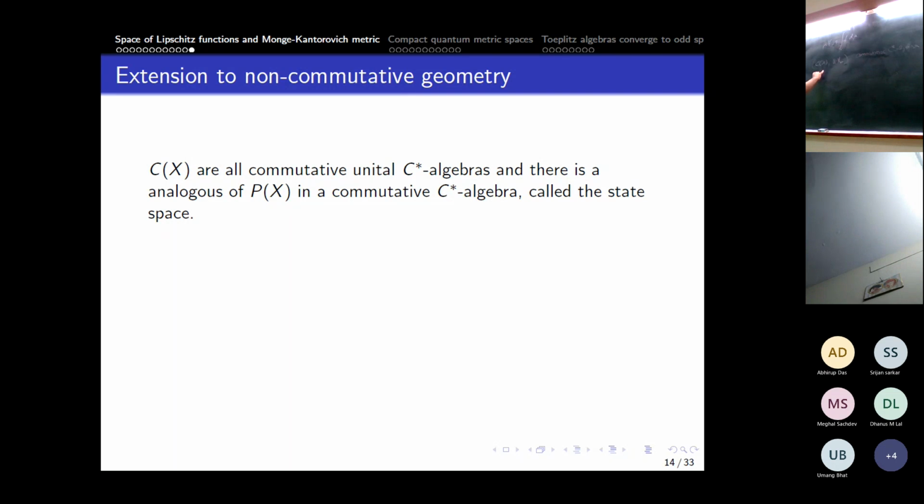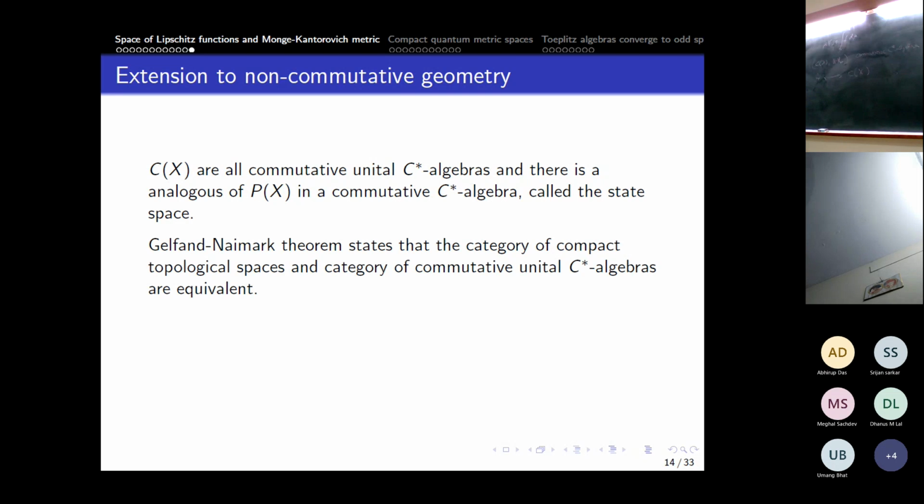But this is a general idea from the theory of C star algebras, that if we have a commutative C star algebra, then it's isomorphic to Cx, whatever is the isomorphism in the category of commutative C star algebras. So this was proved by Gelfand and Naimark. So what they proved, basically, let me write down this notation.